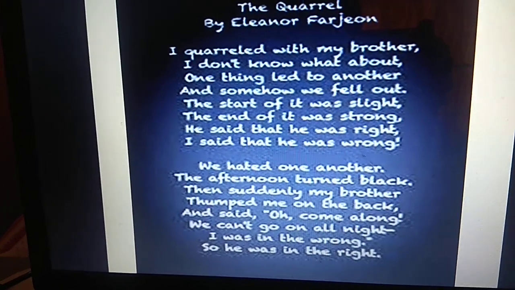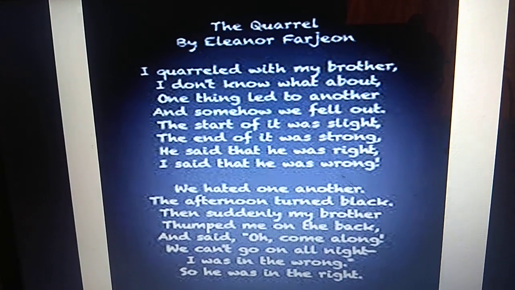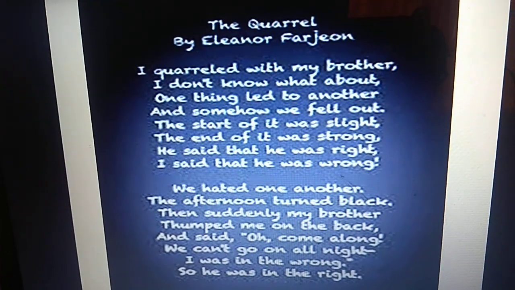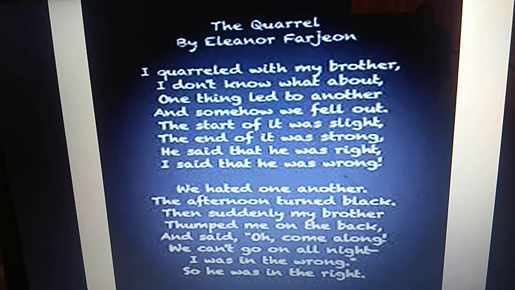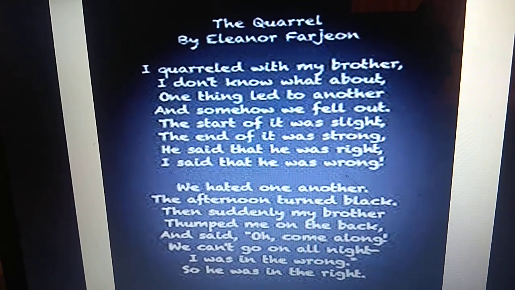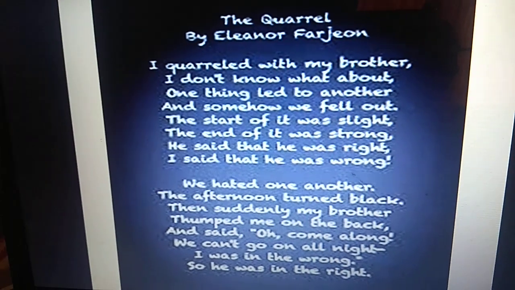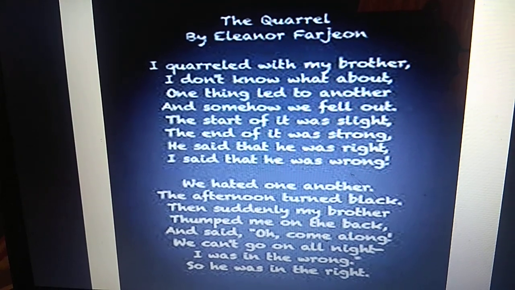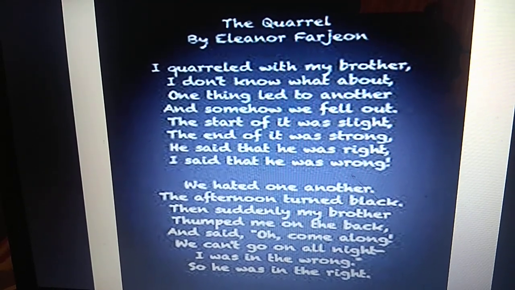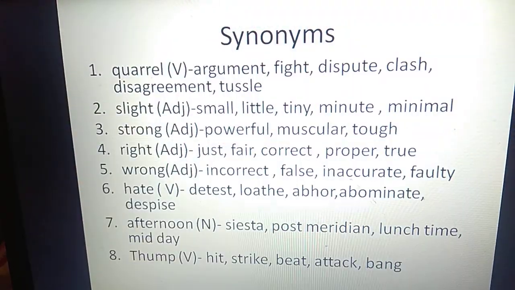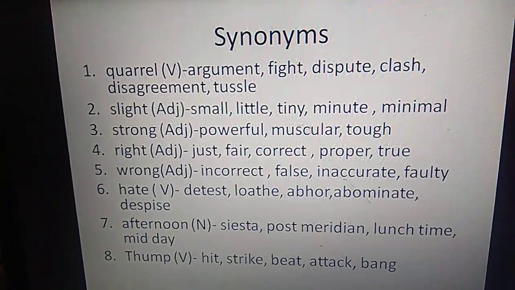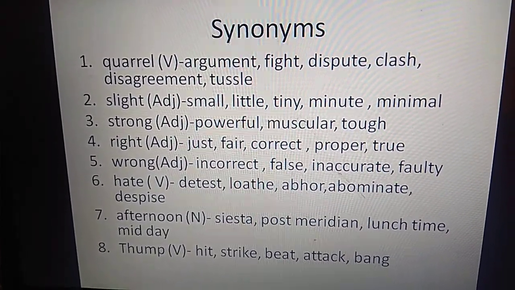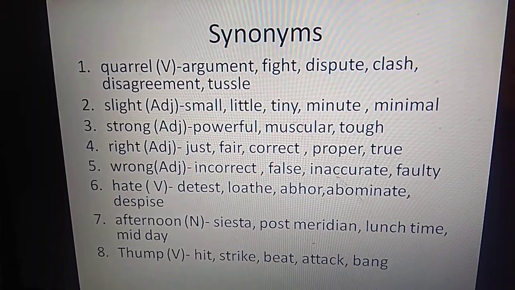So children, the message we are getting from the poem is that we should stop quarreling, we should focus on loving and keep a healthy bonding with our siblings, with our family members and the people who are nearby to us. Now, when we are learning a poem, we should also focus on the vocabulary as well as the language part of the poem. So let us see the synonyms. Once again, we have seen all these synonyms. Keep in mind, use these synonyms and frame sentences for all these words.